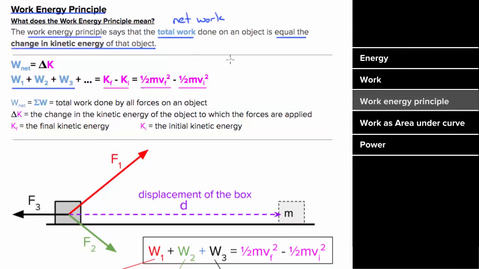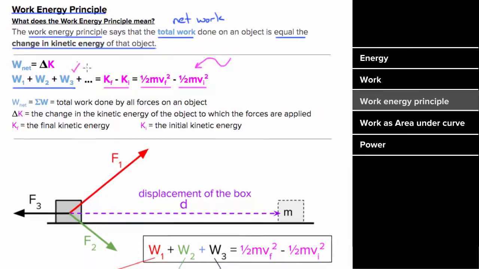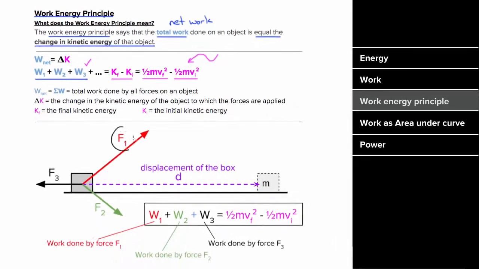So this is a really handy way to find how the speed of an object changes if you can determine the net work on an object. In other words, if there's multiple forces on an object, and you can find the work done by each of those forces, you can determine how much kinetic energy that object gained or lost.